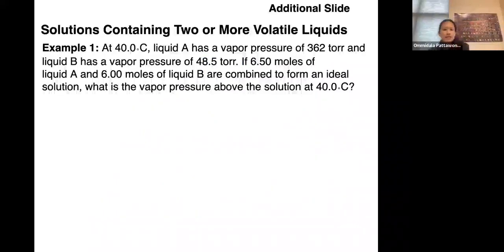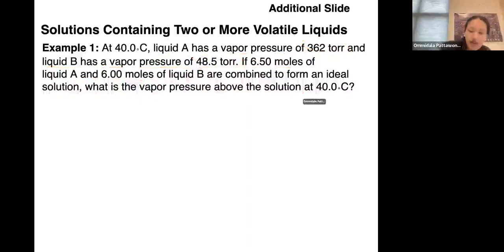This example is when you have two or more volatile liquids. Example one tells us that liquid A has a vapor pressure of this many torr, and liquid B has a vapor pressure of this many torr. So we know that both A and B have vapor pressure, which means they both are volatile. So in this case, we need to take into account both liquid A and B in the total pressure of the solution. It's giving us moles of A and moles of B as well, and it's asking us what is the total pressure of the solution.